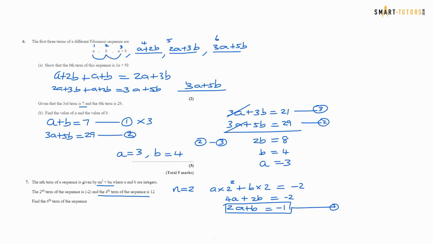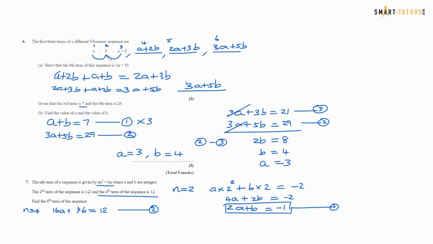The second data given is the fourth term of the sequence. So fourth term means n equal 4. If you substitute the n value 4, A times 16, so 16A plus 4B equal 12. So this is my second equation.